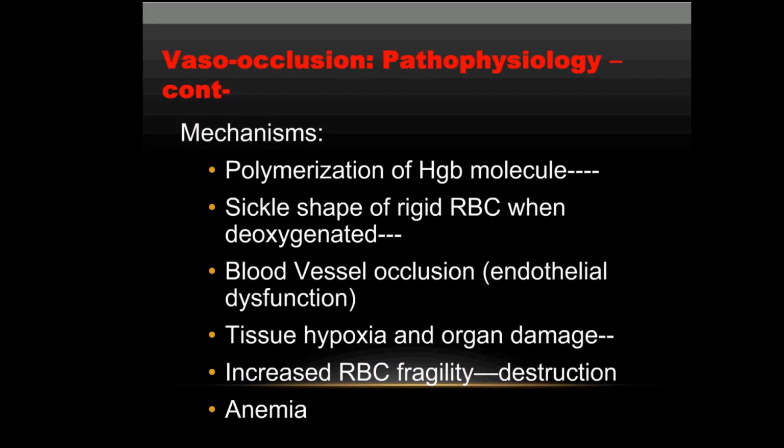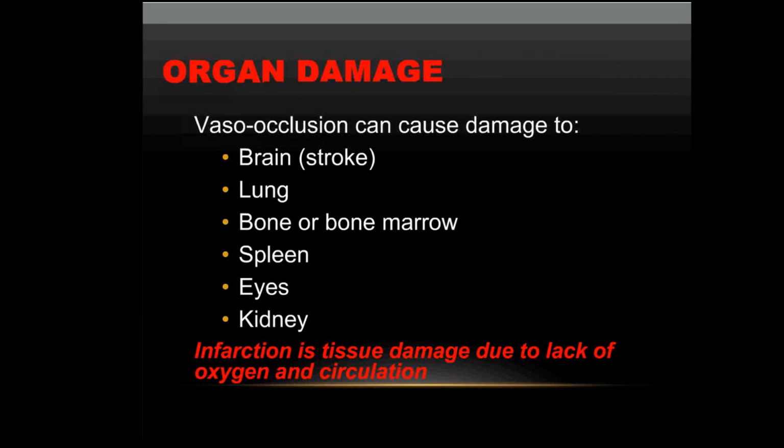So the mechanisms are believed to be that there's polymerization of the hemoglobin molecule. It becomes a sickled shape and very rigid when it's deoxygenated. It then occludes the blood vessel and leads to endothelial dysfunction. You have tissue hypoxia, organ damage, and increased RBC fragility, which causes destruction, and that's how you get to the anemia.